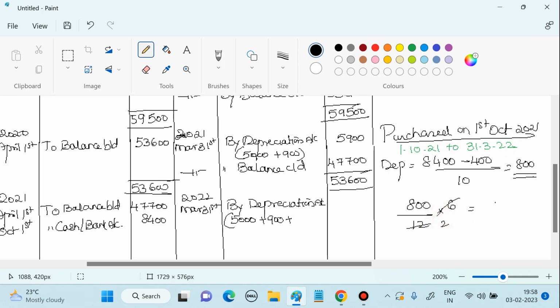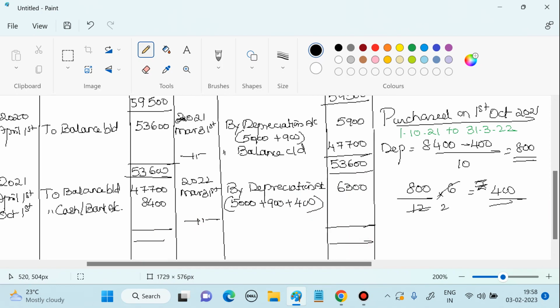Very good. So 400 rupees should be the depreciation charge for this third item of furniture. 400. So 5900 plus 400, 6300 would be the amount of depreciation. Nothing else is left. We can close the account. 0, 0, 11, 16, 56, 100, 11, 1, 7, 1, 4. So by balance carried down 49,800. This is the value of the furniture as on 31st March 2022.